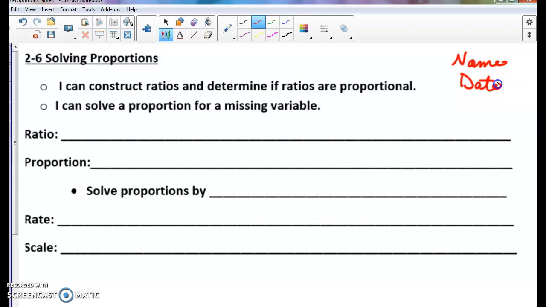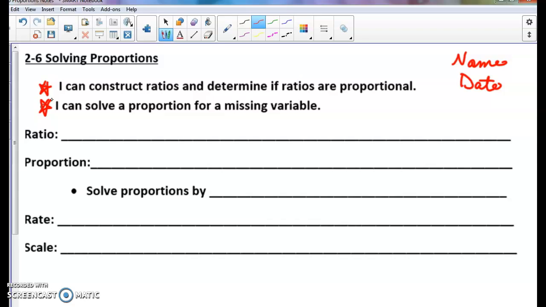And we have 2 learning targets for today: I can construct ratios and determine if ratios are proportional, and I can solve a proportion for a missing variable. I know for some of us it's been a while since we've had a true video lesson, so remember you can always press pause if you need more time to write something down and hit play when you're ready.